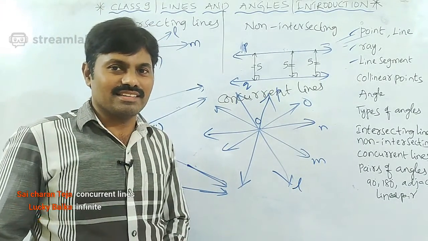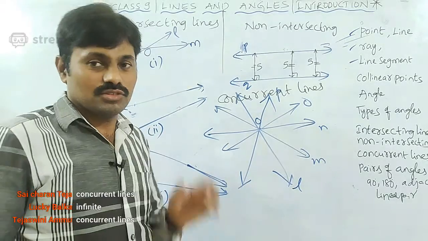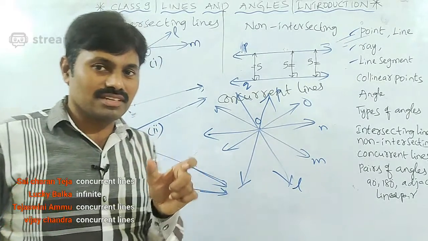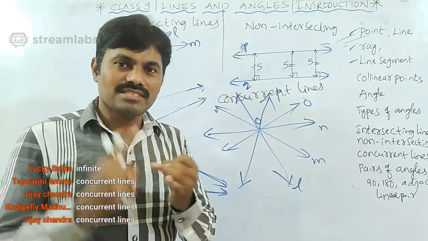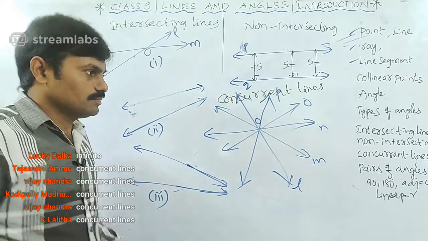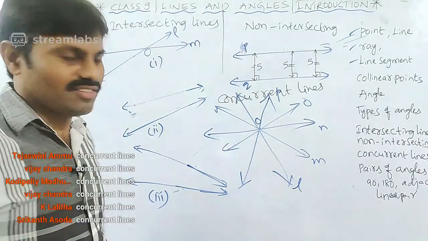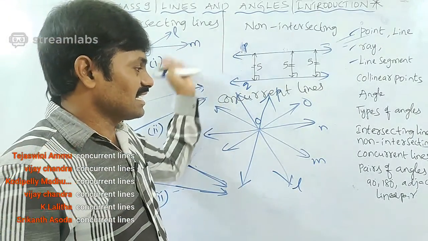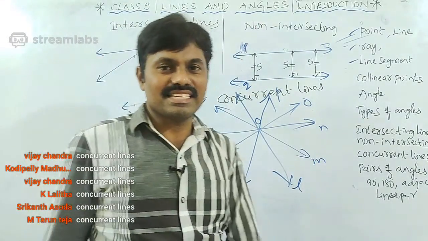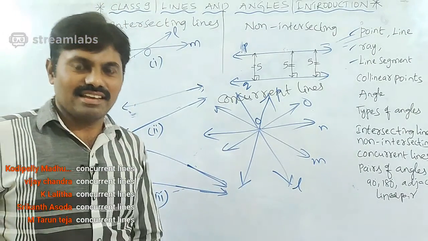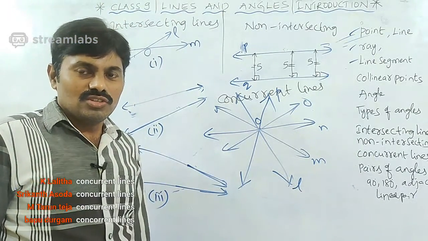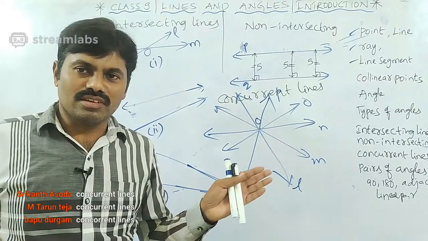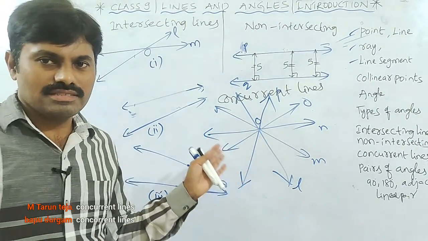Collinear points, concurrent lines. This is the main difference. These are the most important terms in geometry. Collinear points and concurrent lines. Very good. So this is the difference between intersecting lines and non-intersecting lines. Clear? So through a point, an infinite number of lines can pass.